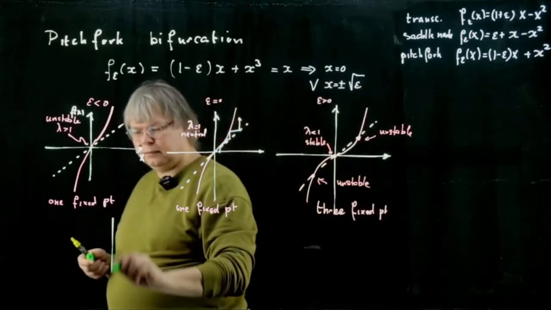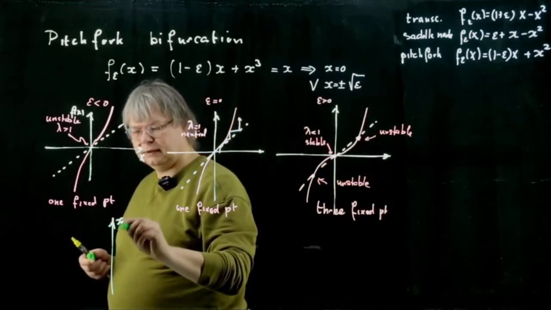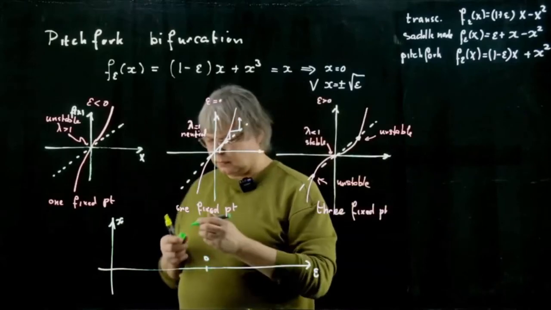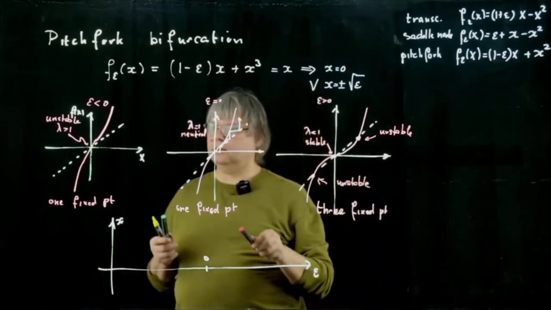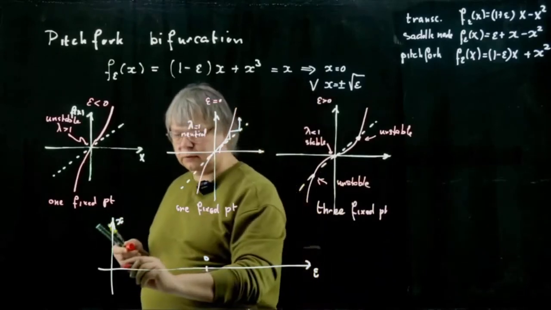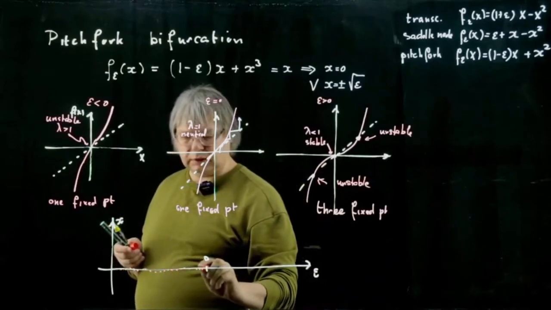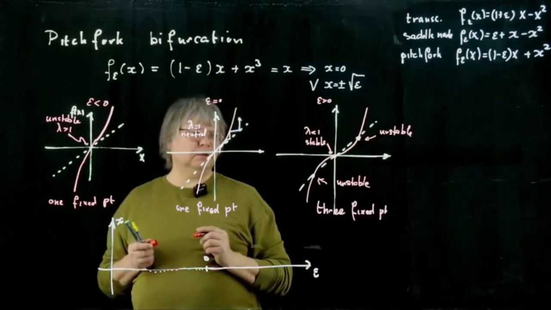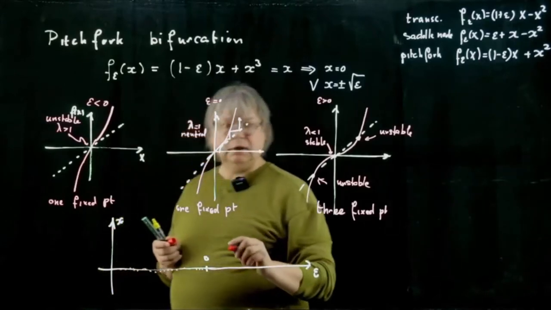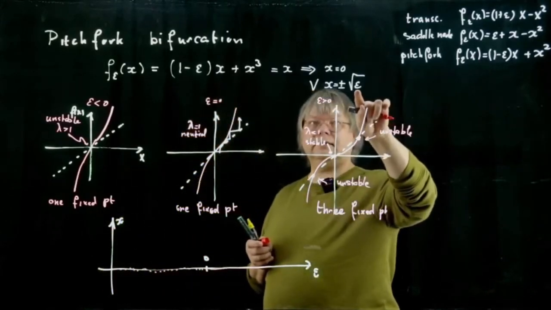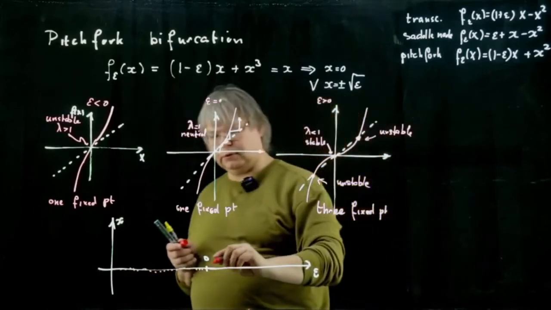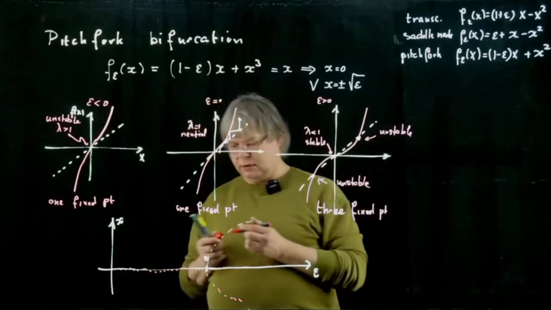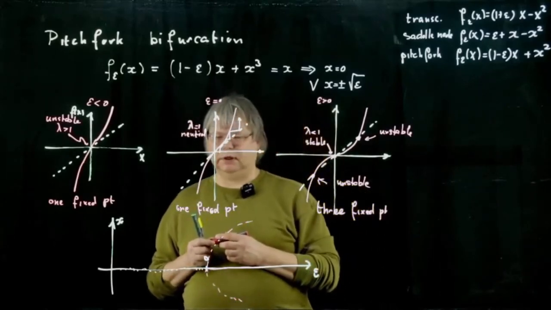So let's do the other diagram as well. Here is the x, and here is the parameter. Something happens at zero. And what do I have? For epsilon negative, I have an unstable fixed point at zero. And then at zero, it becomes stable. And at zero, I also find two new fixed points that move away from the horizontal axis, plus or minus square root of epsilon. So this is like this.